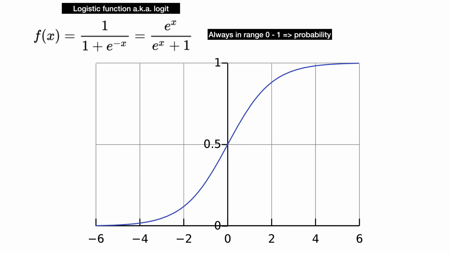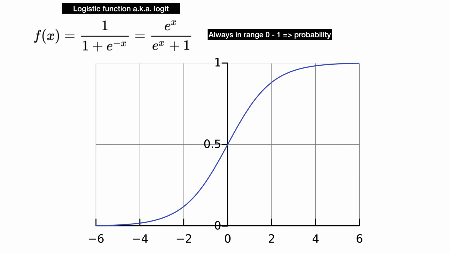The main candidate for this is the so-called logit or logistic function. It has an asymptotic nature such that it never goes above 1 or below 0. Everything is always in the range of 0 to 1, like it's a probability.